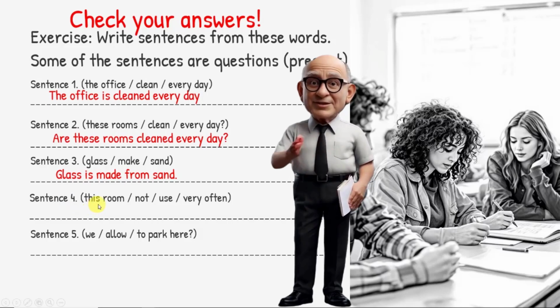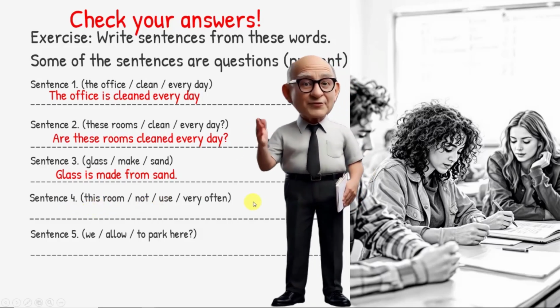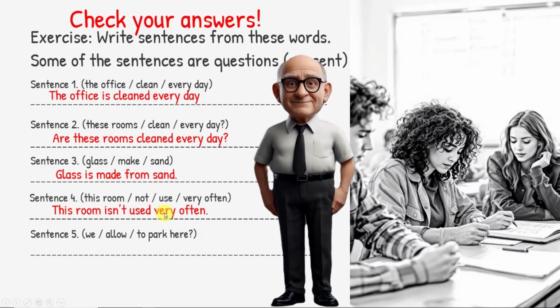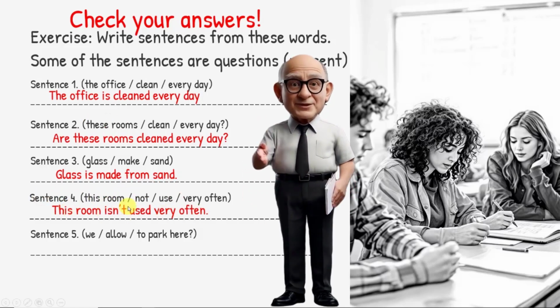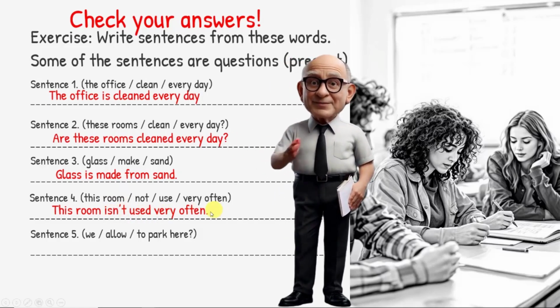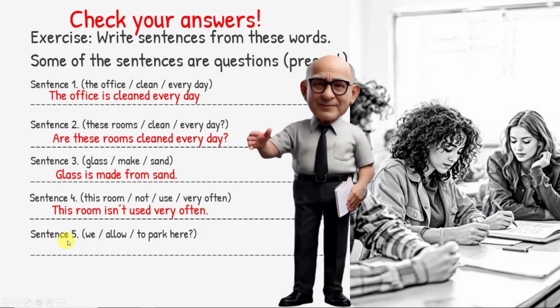Sentence number 4. This room not used very often. Okay, let's go and have a look at it. This room isn't used very often because it's only a single room, so we'll say is not or isn't used very often.